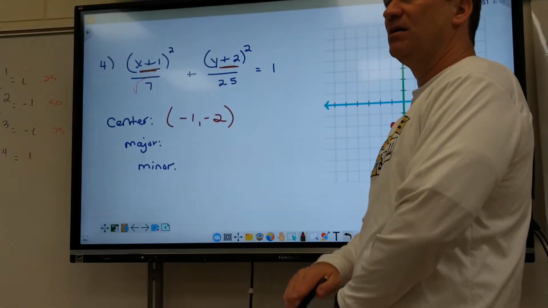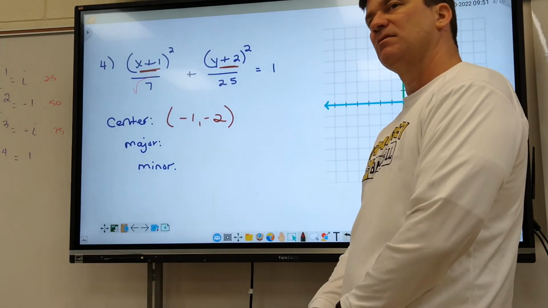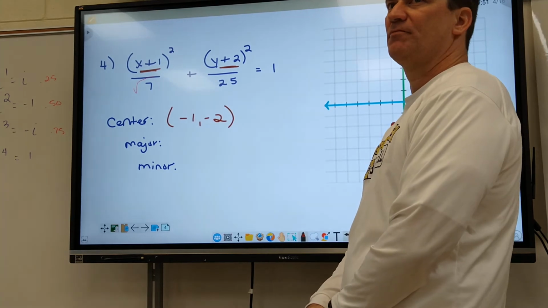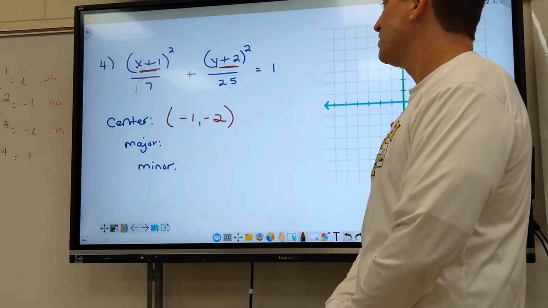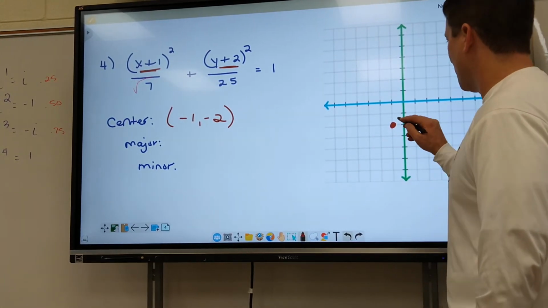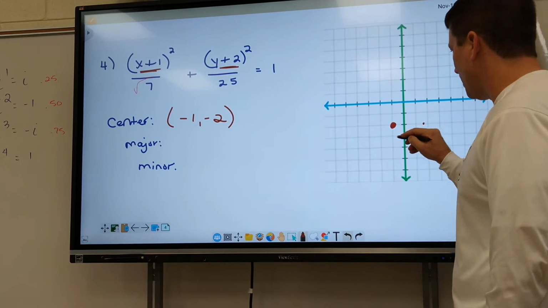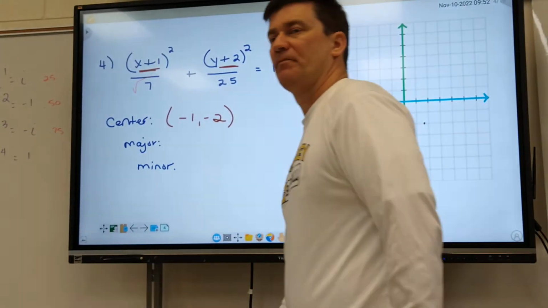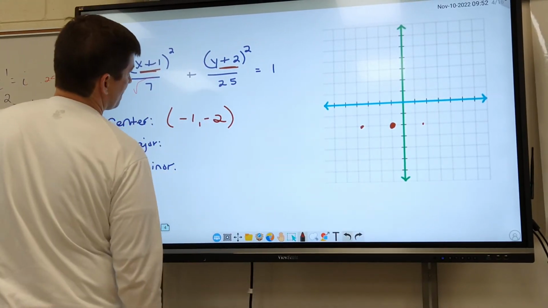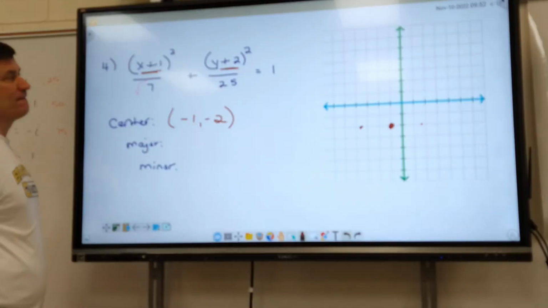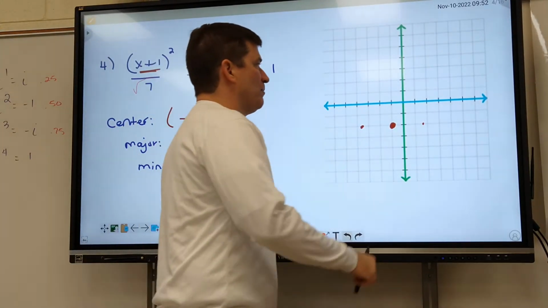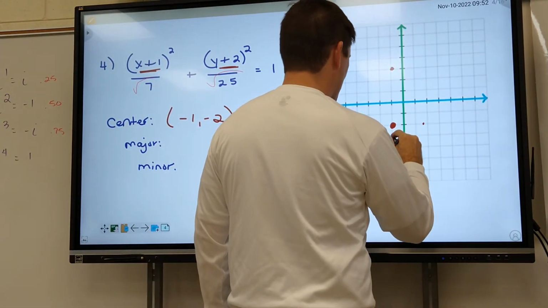Square root of 7 is 2 point something. 2.6. 2.6. All right, so on the x-axis, I got to go 2.6 on the right, 2.6 on the left. All right, on the y-axis, square root of 25 is 5, so I go up 5, and I go down 5.